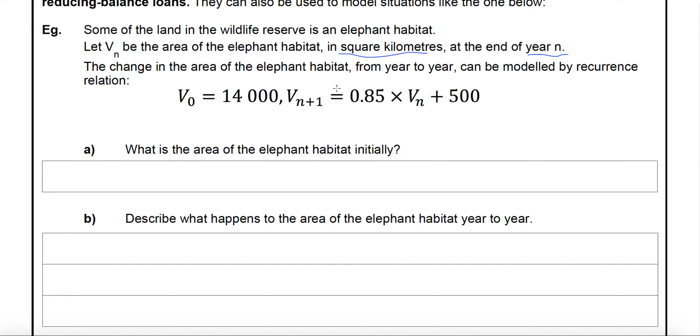So what you'll see is the recurrence relation, same structure as normal. However, here we have a number being multiplied by Vn, so that's our capital R value, and here we have a value that is being added at each iteration of the recurrence relation. So questions like the following are similar to what we've already been doing. So what's the value initially? What is the area in this case, of the elephant habitat initially? And of course, we just need to have a look at our V0, which is our initial value. Since this is an area, we're going to give a unit as well, which is square kilometres.